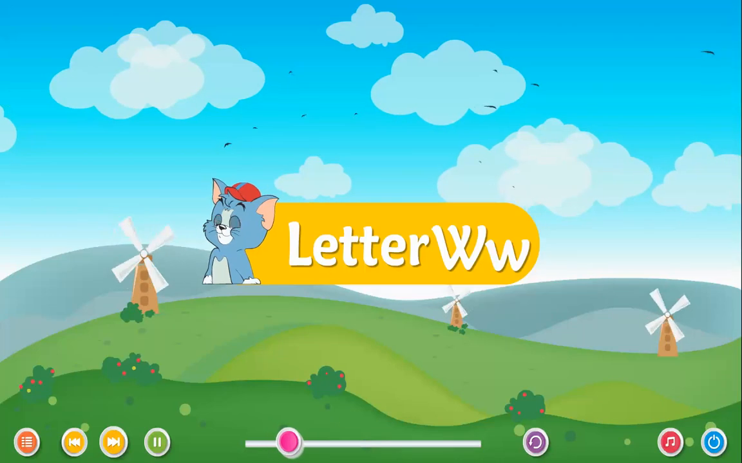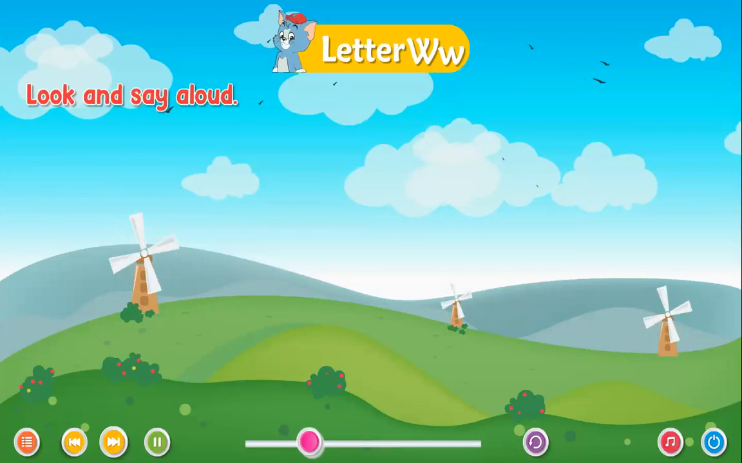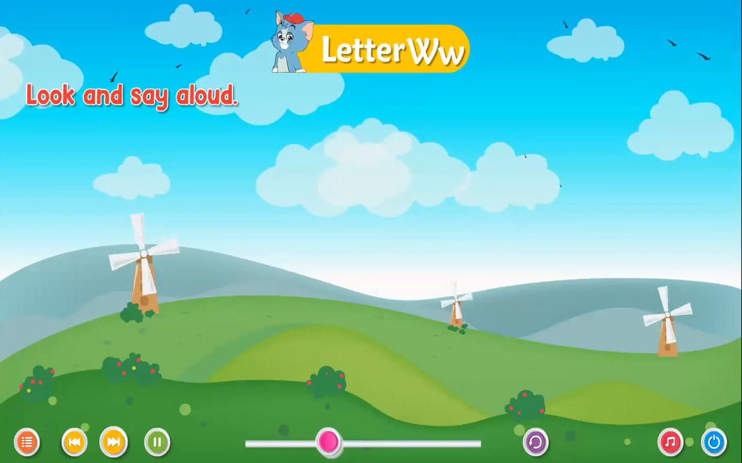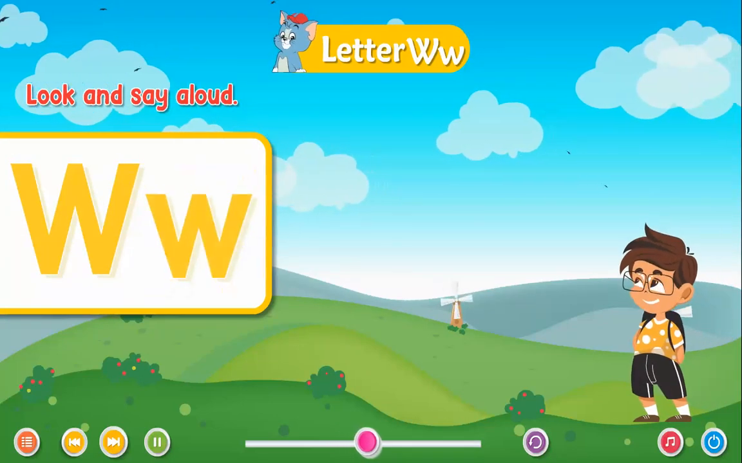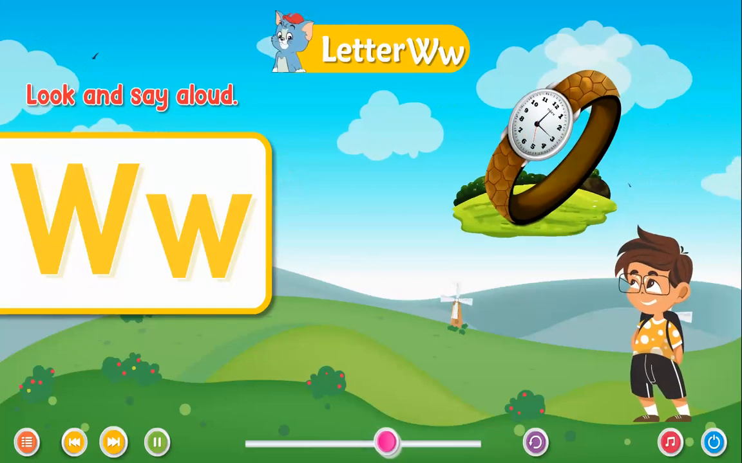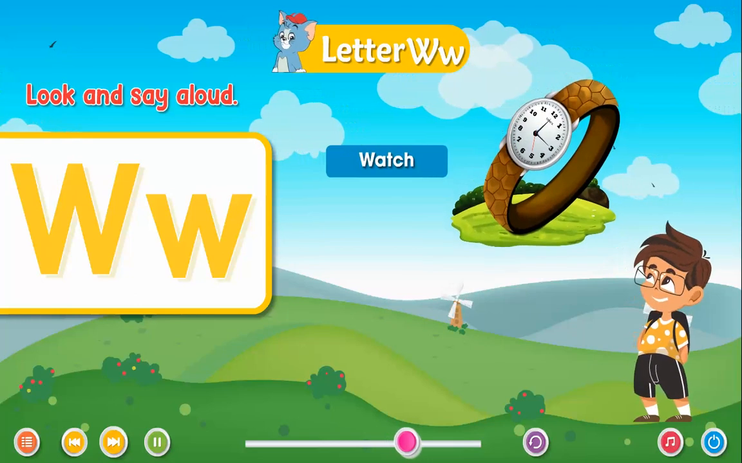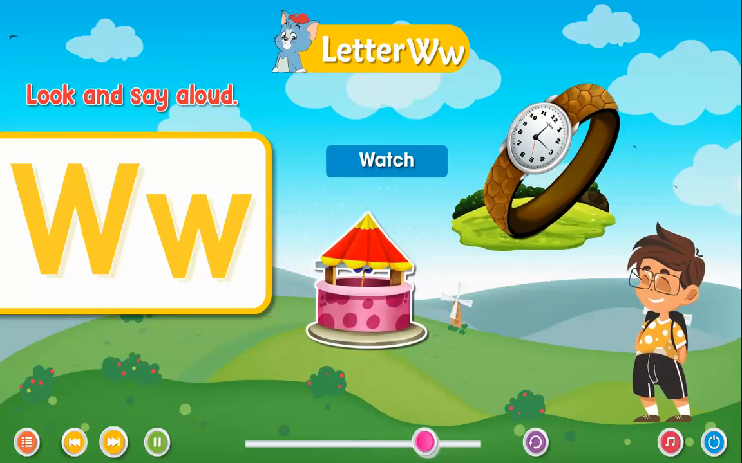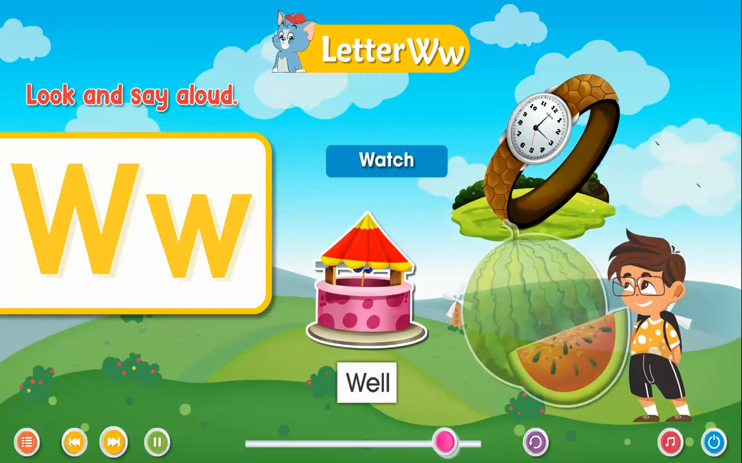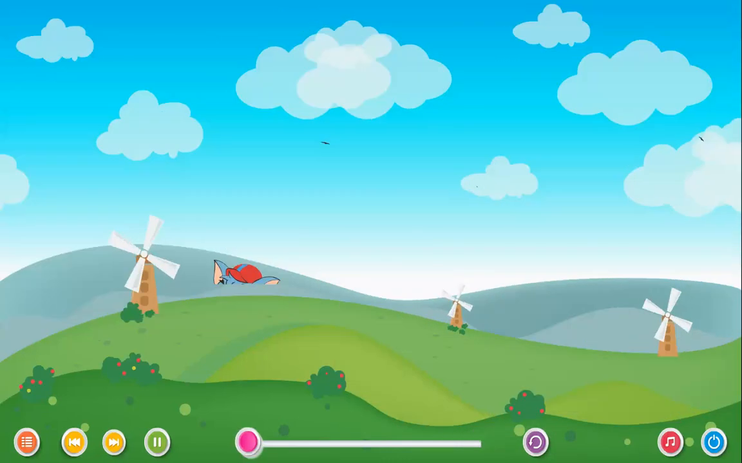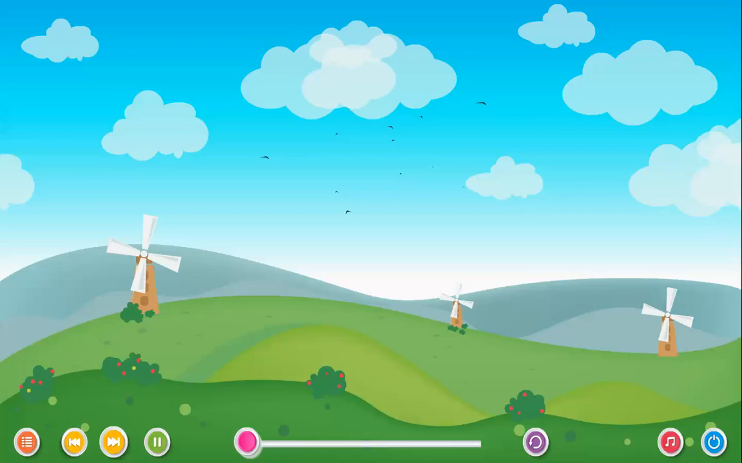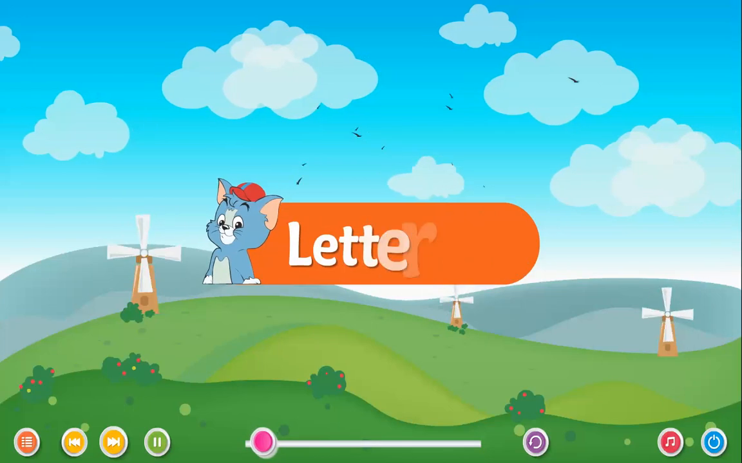Letter W. Look and say aloud. Letter capital W, small w. W for watch. W for well. W for watermelon. Trace the color.